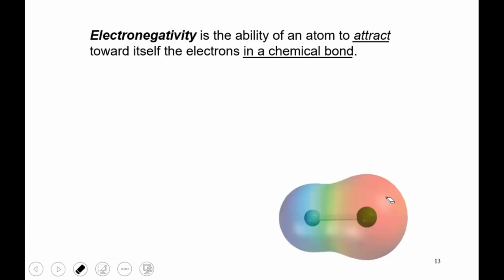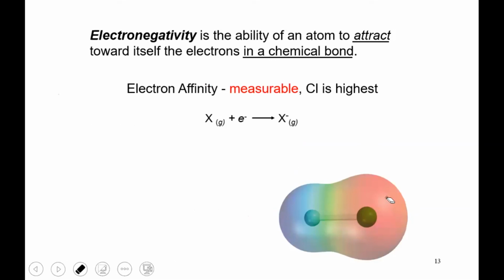All right. So what determines whether a bond is polar or not is a property called electronegativity. Electronegativity is the ability of the atom to attract towards itself the electrons that are in a chemical bond. Not to be confused with the property that we talked about, electron affinity, which is a property that you measure. And it has to do with the ability of an atom to attract an outside electron to form a negatively charged ion. Electron affinities, as we said, don't have very rigid trends, but we know that chlorine has the highest electron affinity of them all.